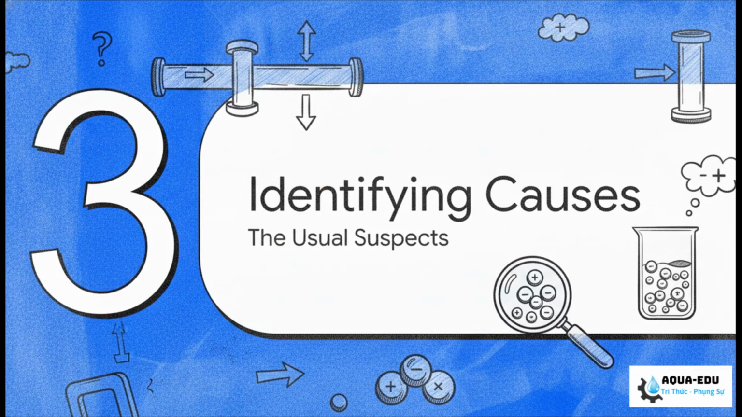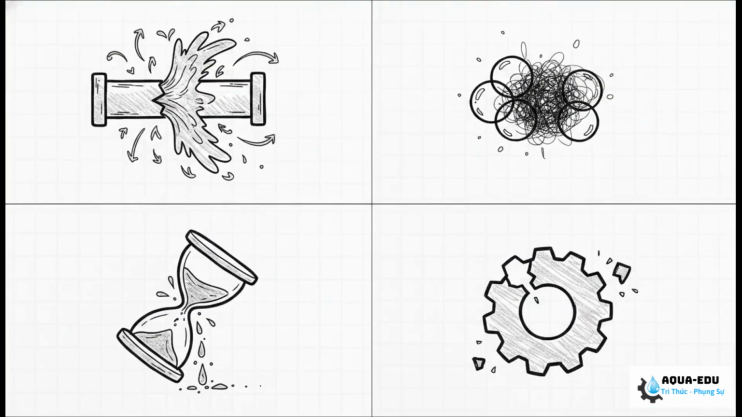Which brings us to Section 3, identifying the potential causes, the usual suspects. So, why didn't the resin separate? In my experience, it almost always comes down to a few core mechanical issues. Number 1, your backwash flow rate is off. It's either way too high or way too low.